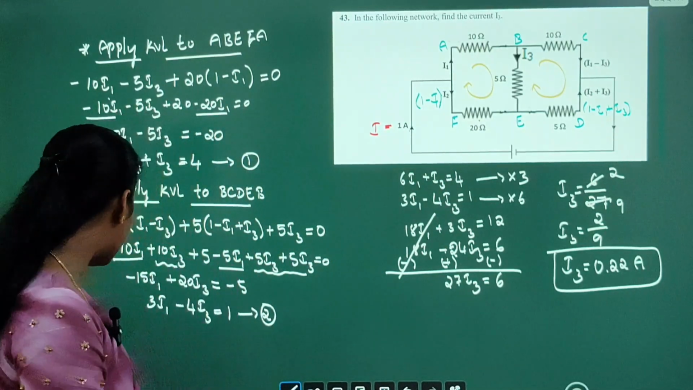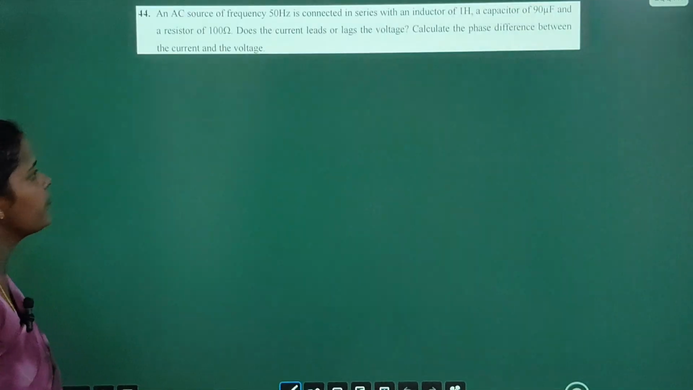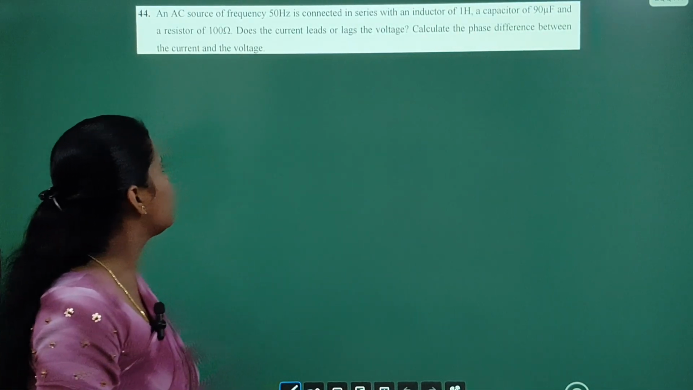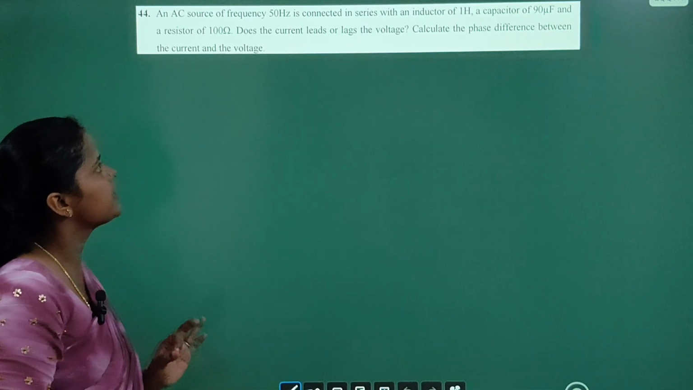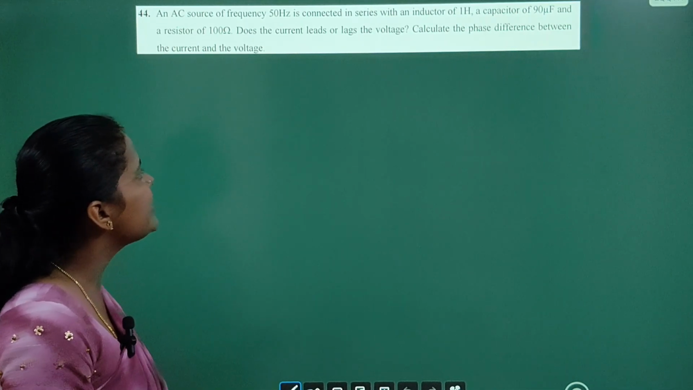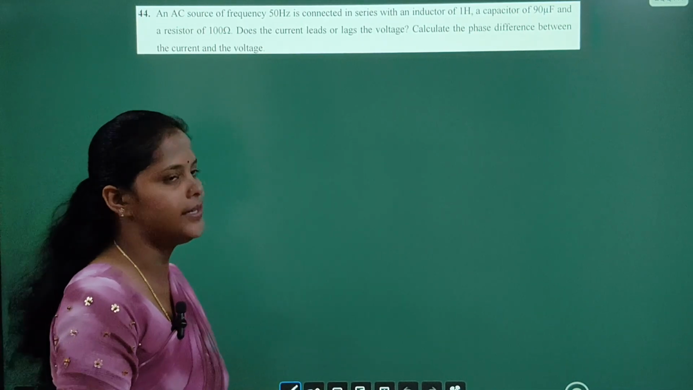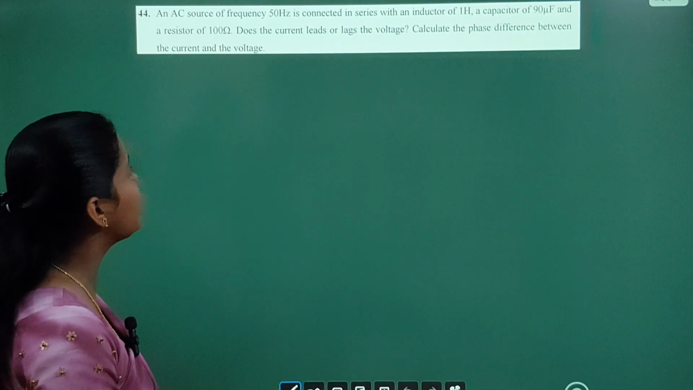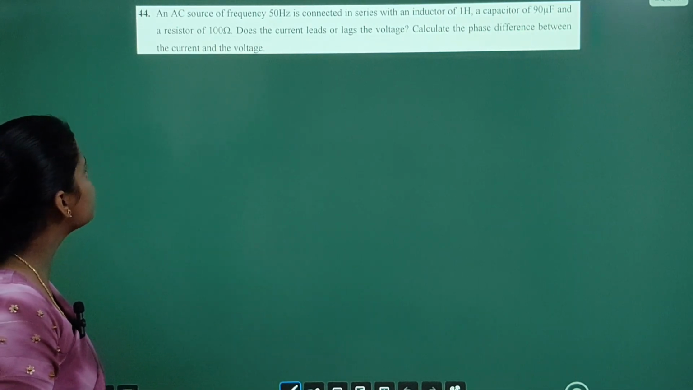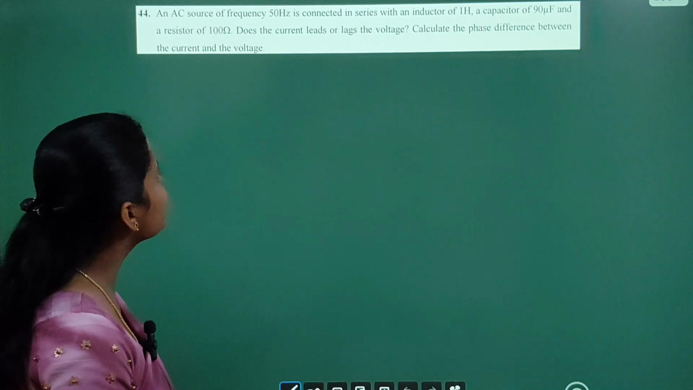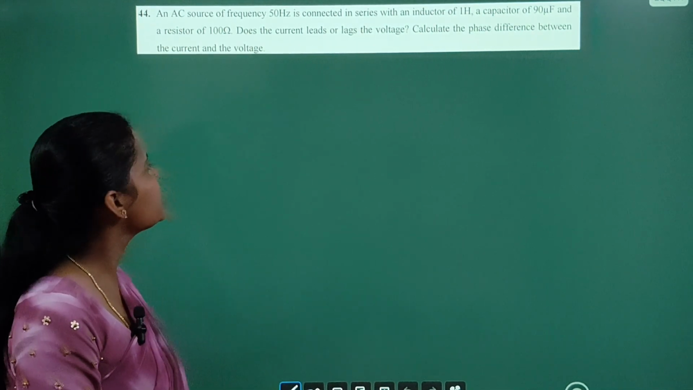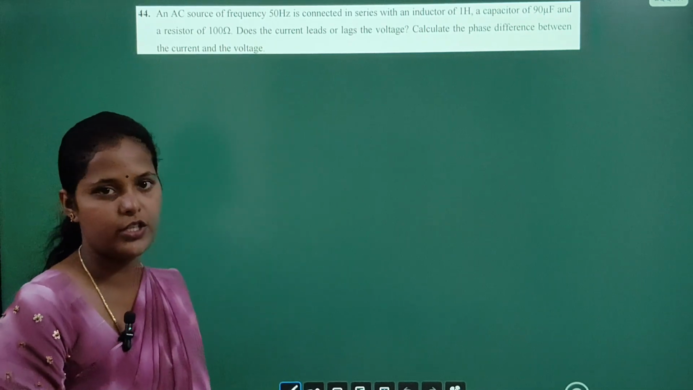Okay, let's go with the next question. An AC source of frequency 50 Hz is connected in series with an inductor of 1 Henry, a capacitor of 90 microfarad, and a resistor of 100 ohm. Does the current lead or lag the voltage? Calculate the phase difference between the current and voltage.